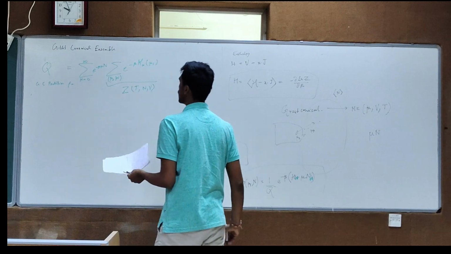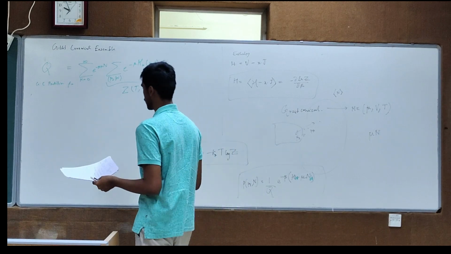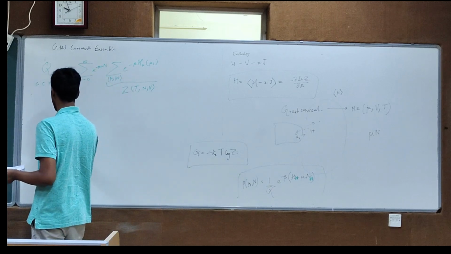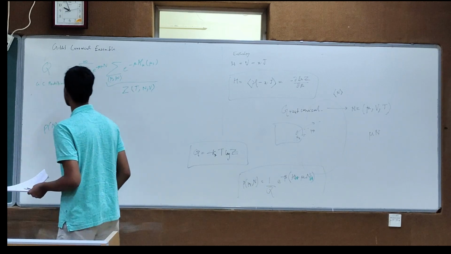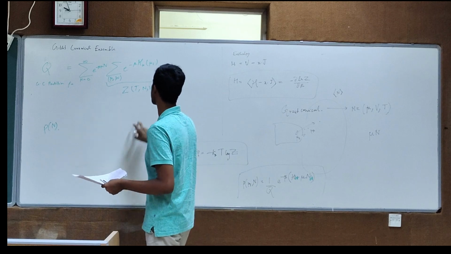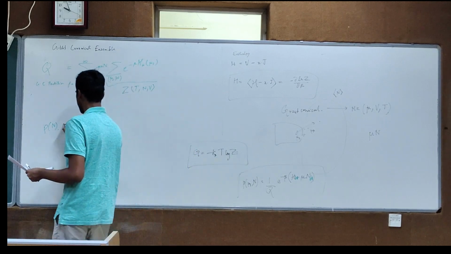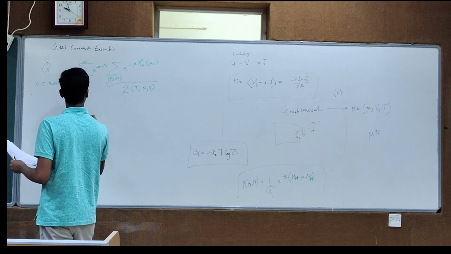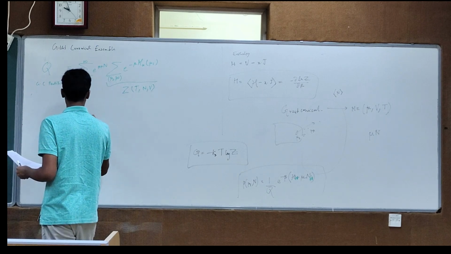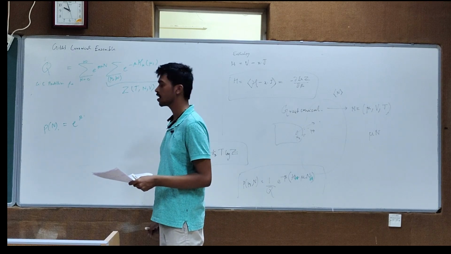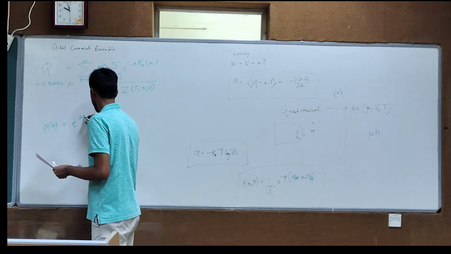So, what is the probability of the system having a particle number n, if we denote that by this? That would be just this. You have to sum over all the microstates for given n. So that would be just this. Yeah, I'll just write.